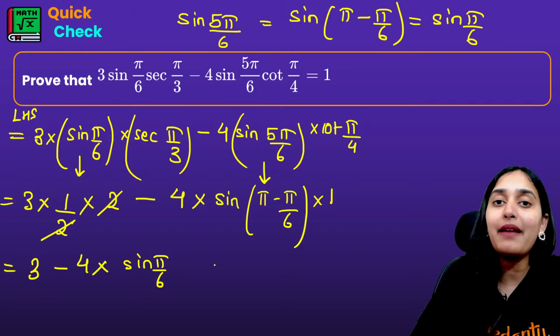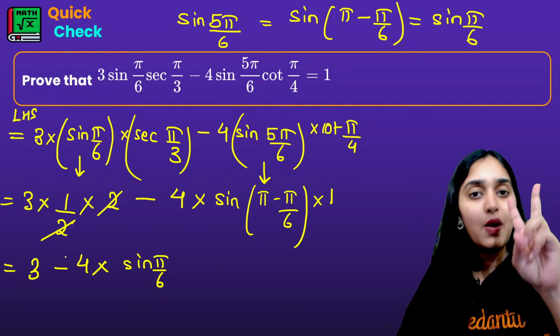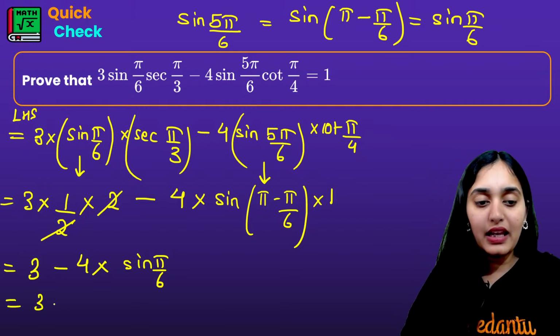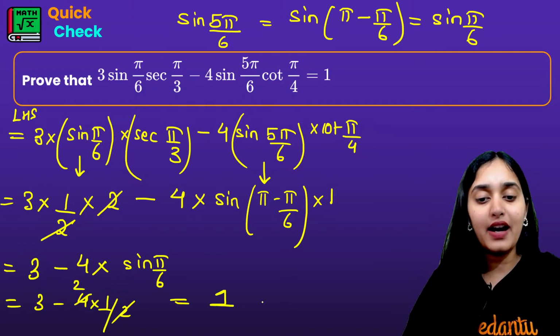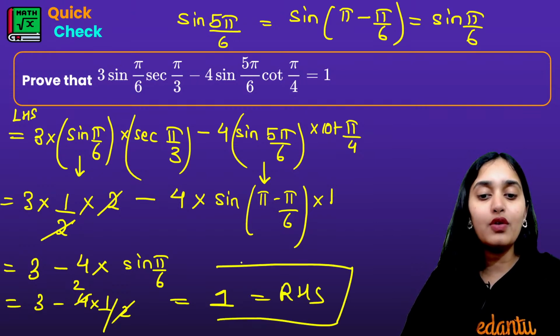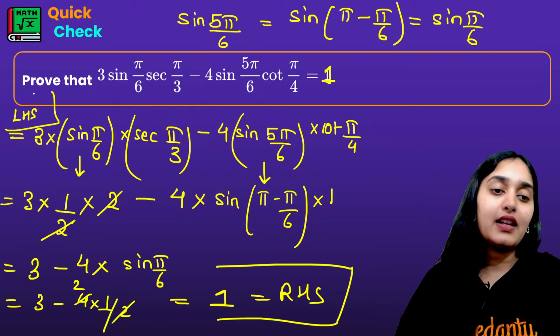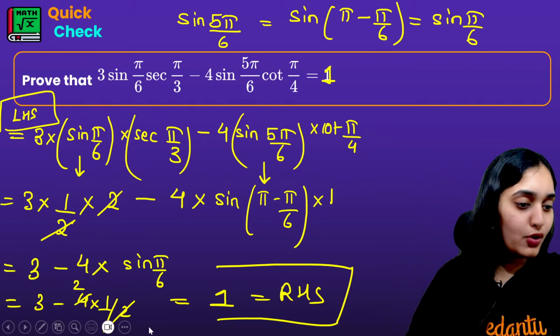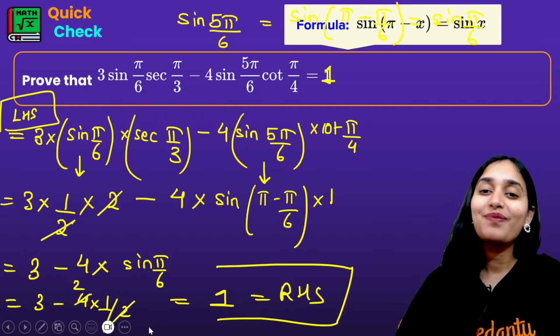Now what is sine pi by 6? Sine 30 degree. How much is sine 30 degree? 1 by 2. So this is 3 minus 4 into 1 by 2. 2 ones are 2, 2 twos are 4, 3 minus 2 is 1. This is right hand side. Hence proved that left hand side is equal to the right hand side. Proved. Clear to everybody how we are solving it?